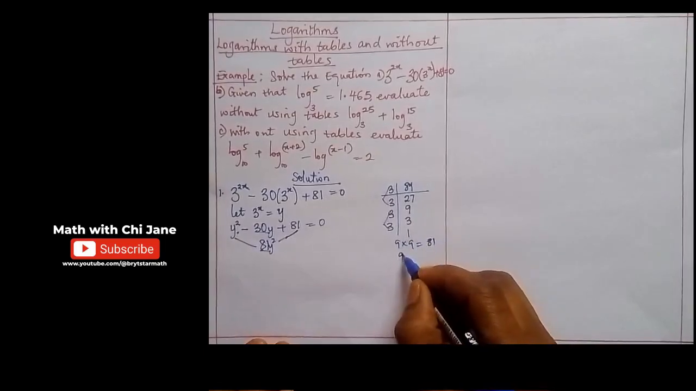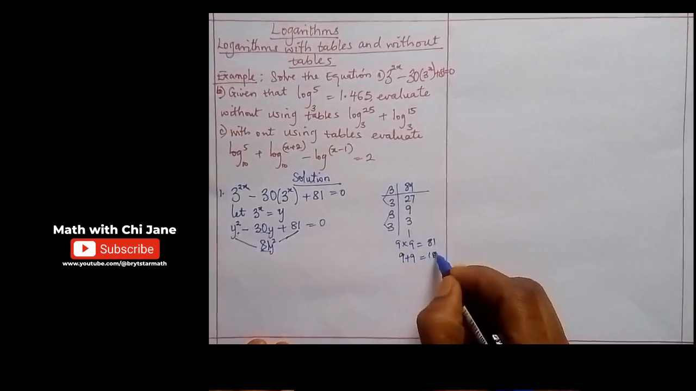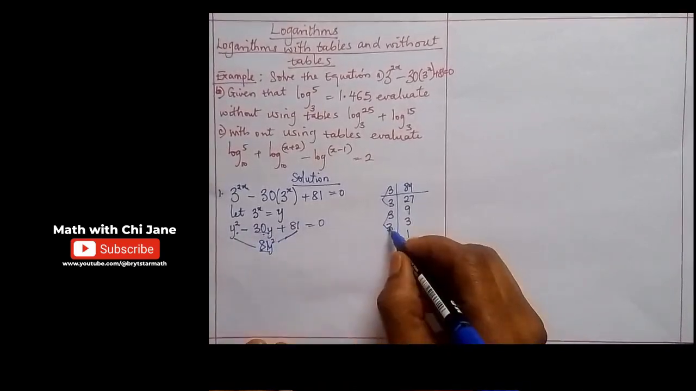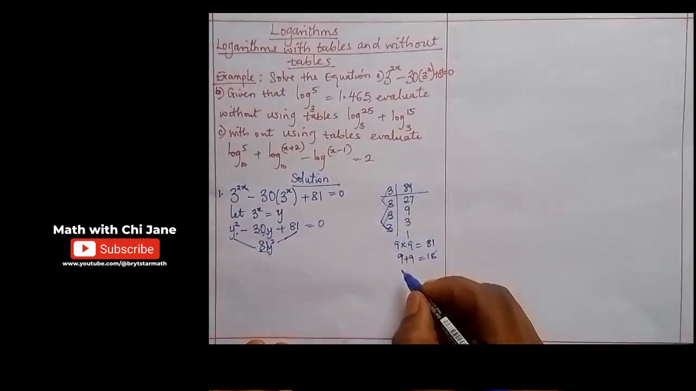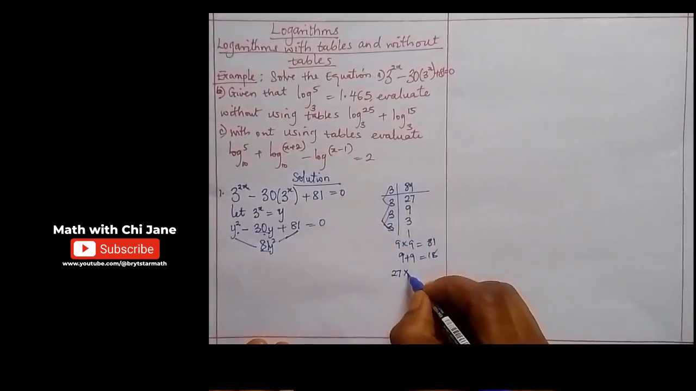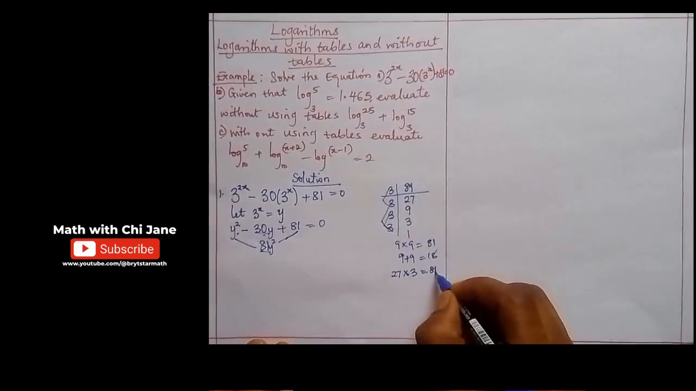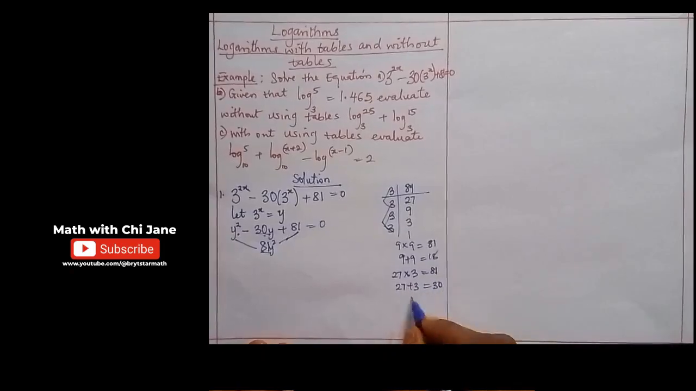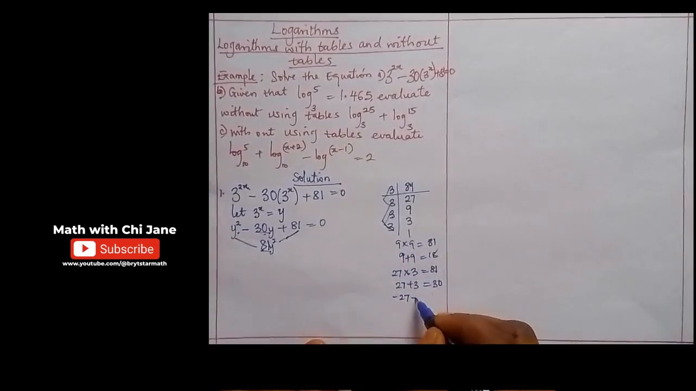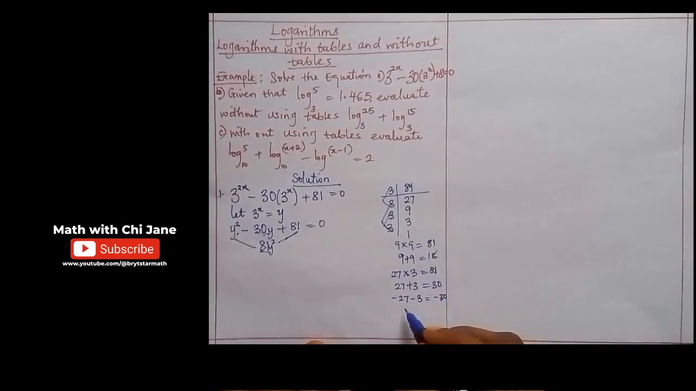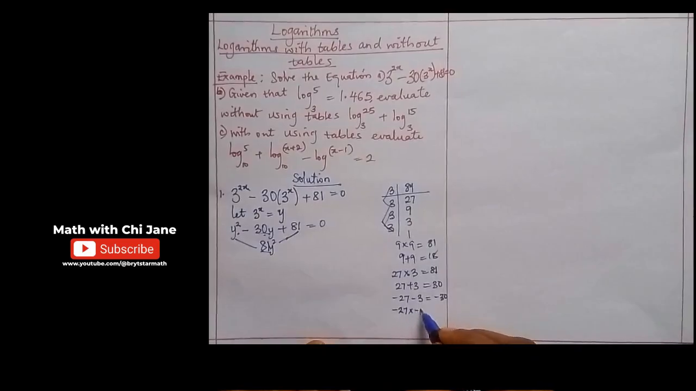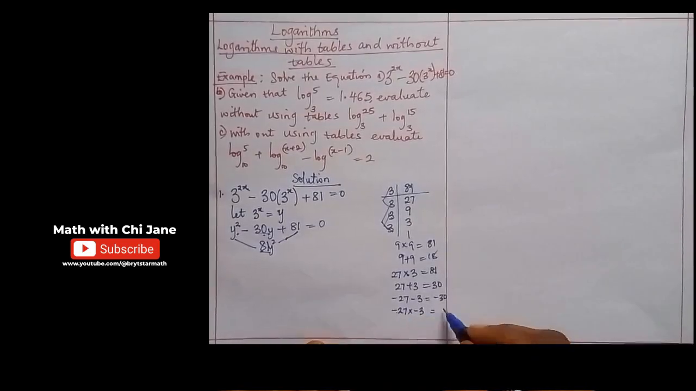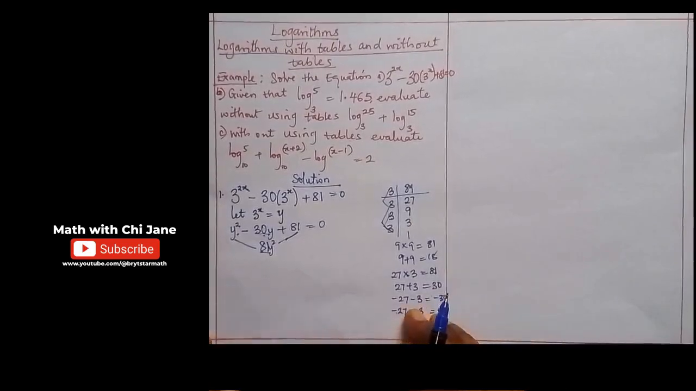But when we say the sum, 9 plus 9 will give us 18, and we're looking for 30. So let's combine 3 times 3 times 3, which gives us 27. 27 times 3 gives us 81, and 27 plus 3 gives us 30. So we have gotten the sum and product. But this is minus 30, so minus 27 minus 3 will give us minus 30, and minus 27 times minus 3, that's minus times minus, gives plus 81. So this is the factor.